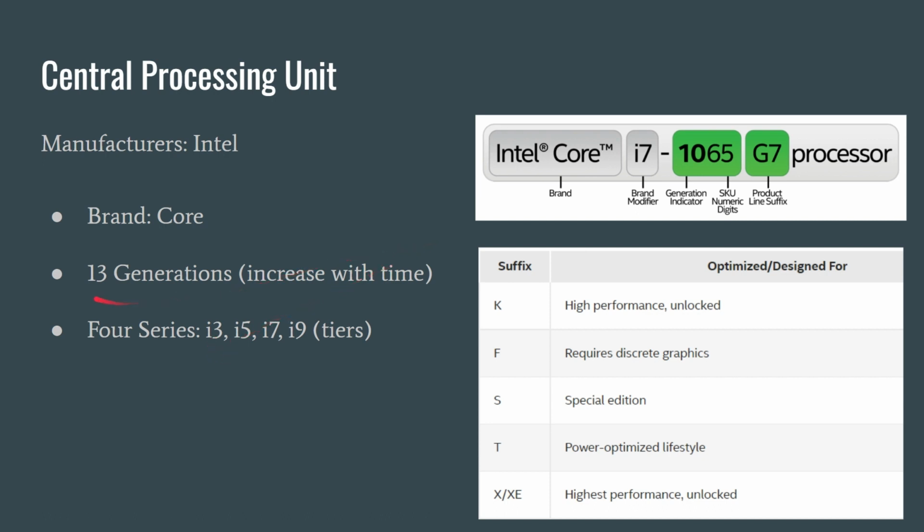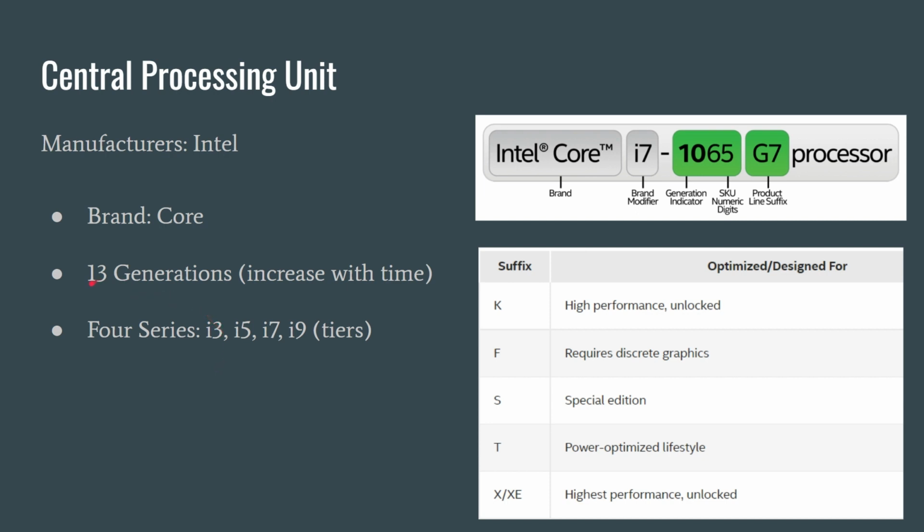And there's also the generation. There are 13 generations, and these increase with time. When Intel made their first CPU, it was Gen 1. At this point, we're up to 13, but in the future, I'm sure we'll have 14 and 15 and so on. Generations increase with time, but for each generation, there are 4 different types of CPUs, and those correspond to the 4 series. The series are basically your price tiering options inside of each generation.